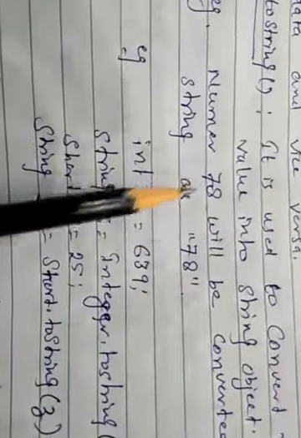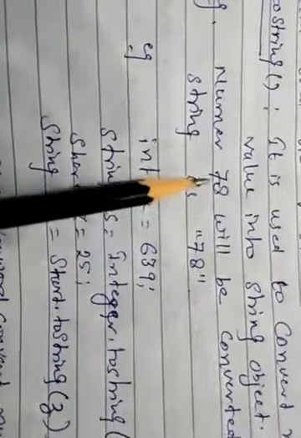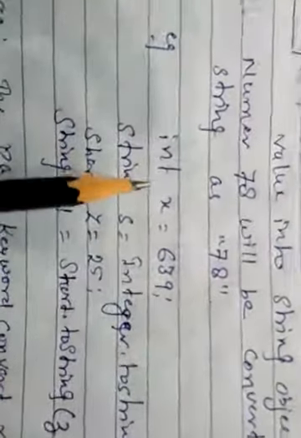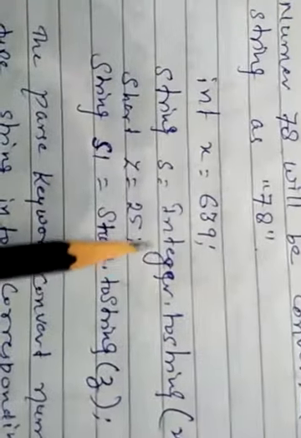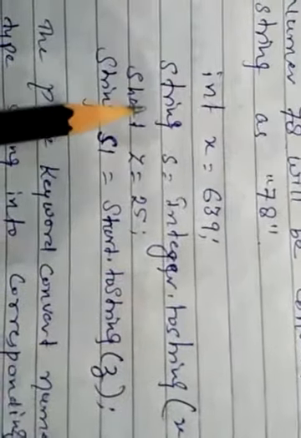is 78, so this will become 78 in case of the string. Let's take an example, integer x equal 639. So how will you use this function? This is the integer type of value, so there will be the function Integer.toString(x). So this will be converted into a string.